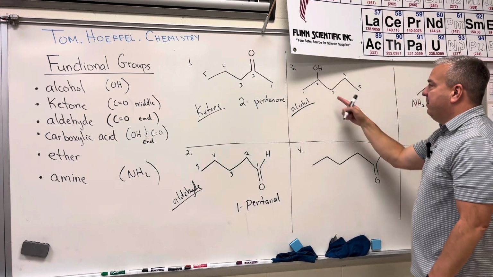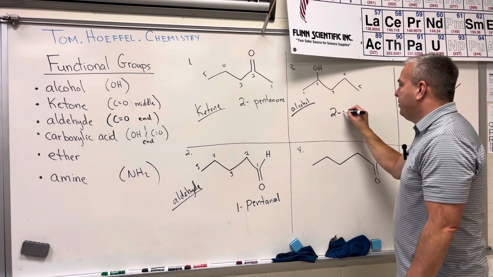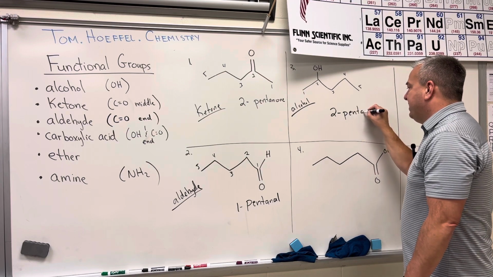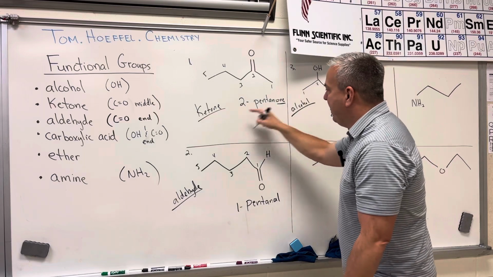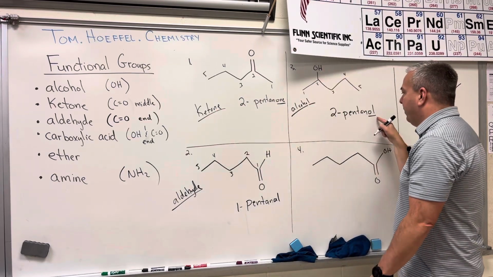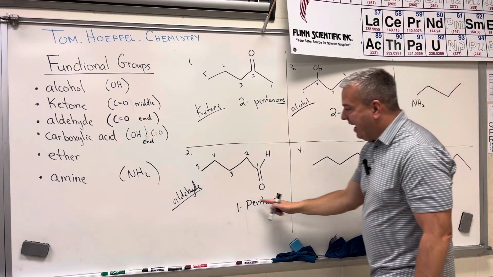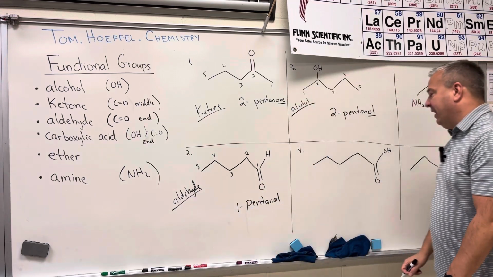Because it's on the 2, we're going to call it 2-pentanol. We take off the E, but this time we're going to add OL. So ONE for the ketone, OL for the alcohol, and AL for the aldehyde.